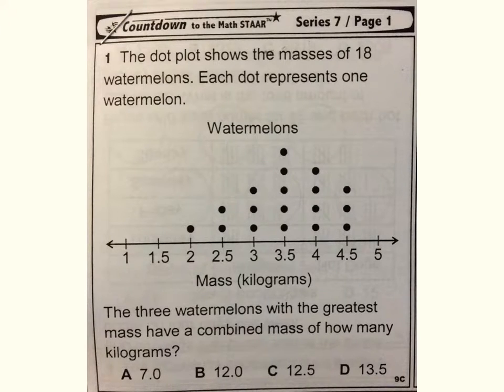Number 1. The dot plot shows the masses of 18 watermelons. Each dot represents one watermelon. The dot plot shows watermelons weighed in mass of kilograms. The 3 watermelons with the greatest mass have a combined mass of how many kilograms?